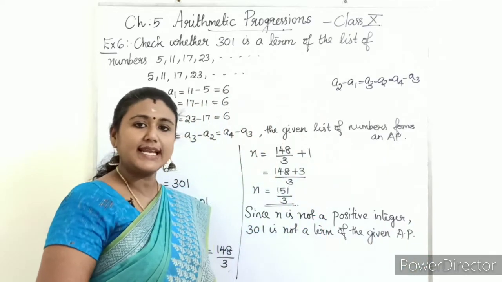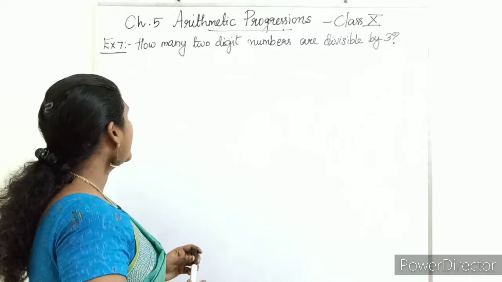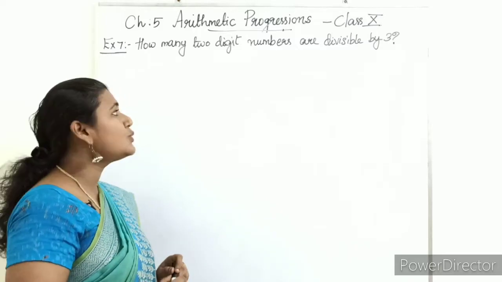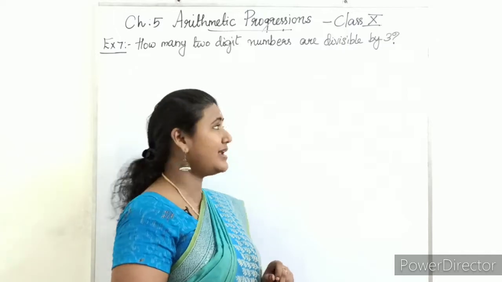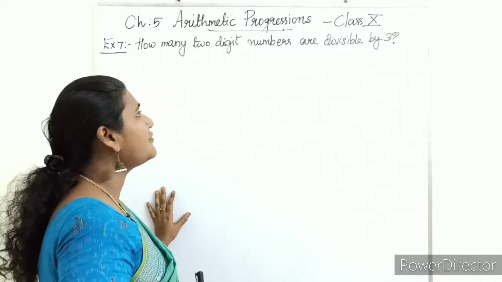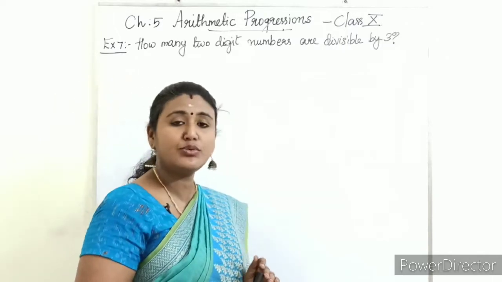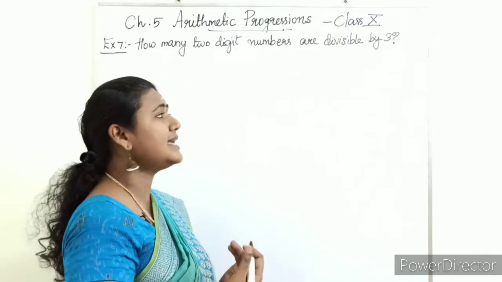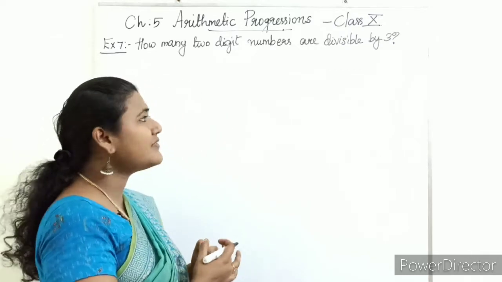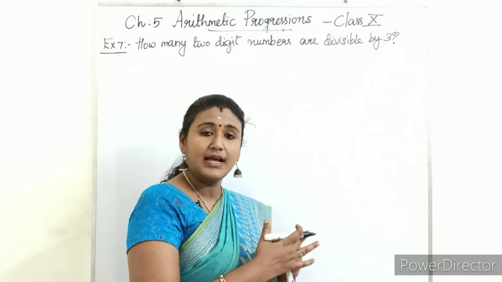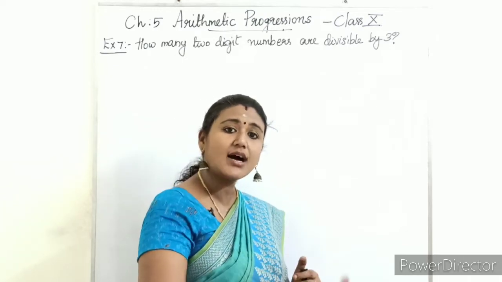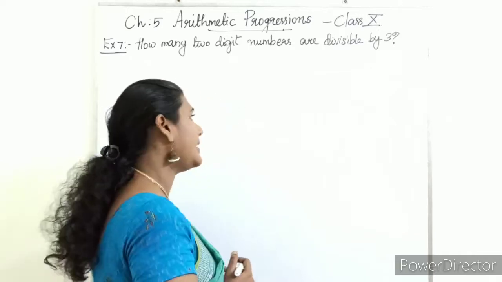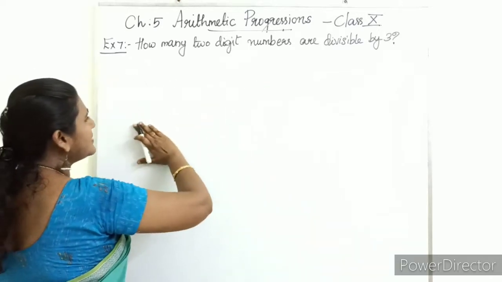Now we will see the next example. Example 7. How many two-digit numbers are divisible by 3? So this is the question. So here we have to find the number of two-digit numbers divisible by 3. So for that, first we have to find out the first two-digit number divisible by 3 and the last two-digit number divisible by 3. So you know the multiples of 3.